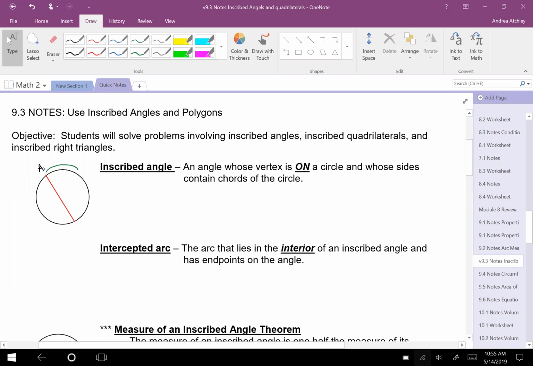Inscribed angles are angles whose vertex is on the circle. So it's going to look similar to this.